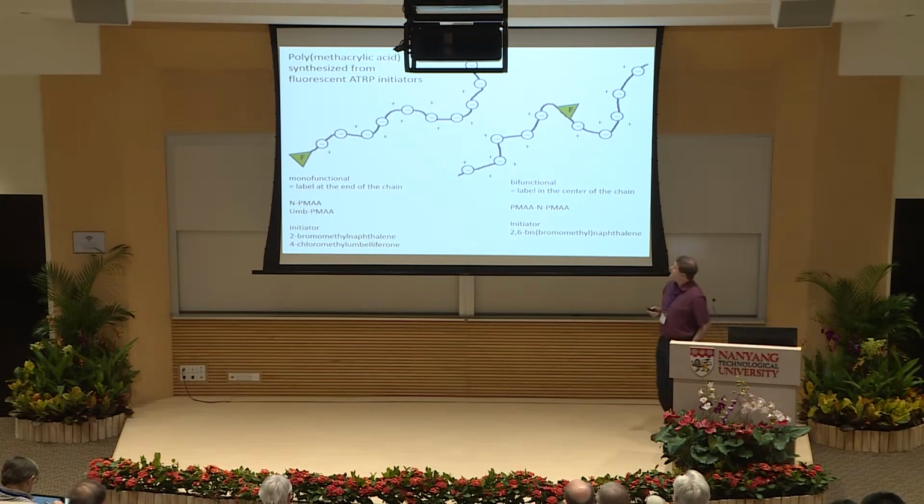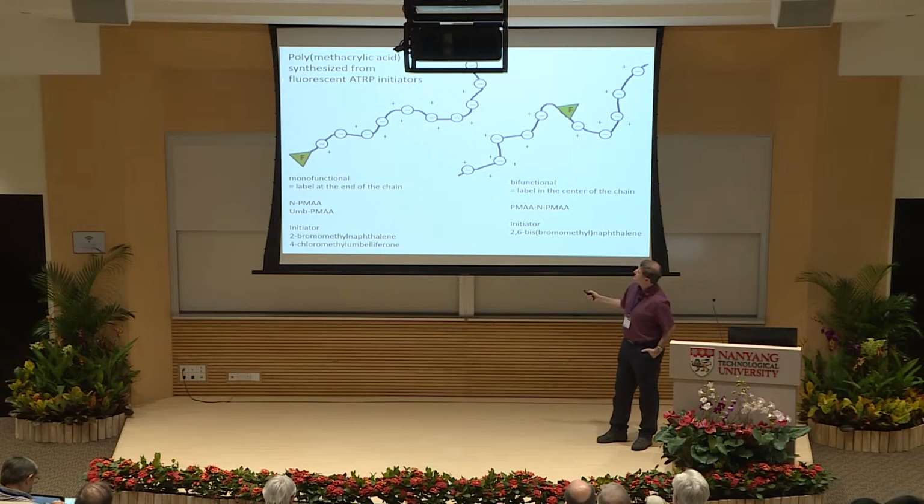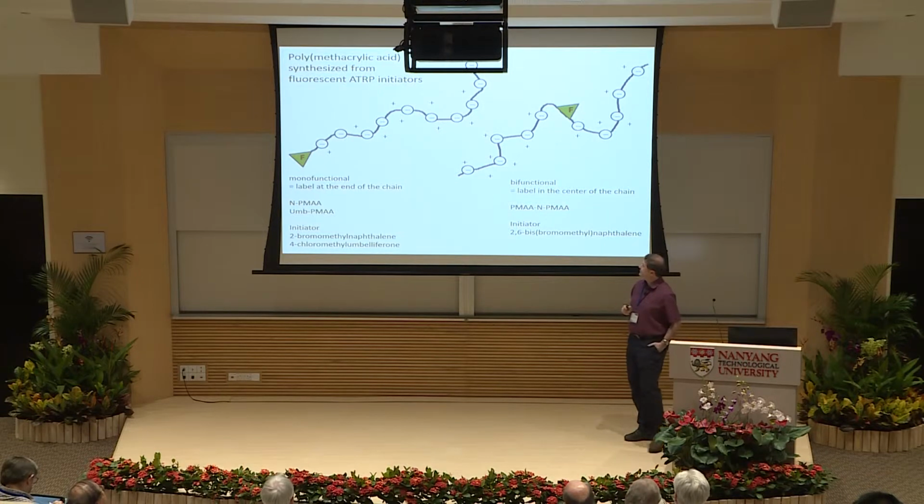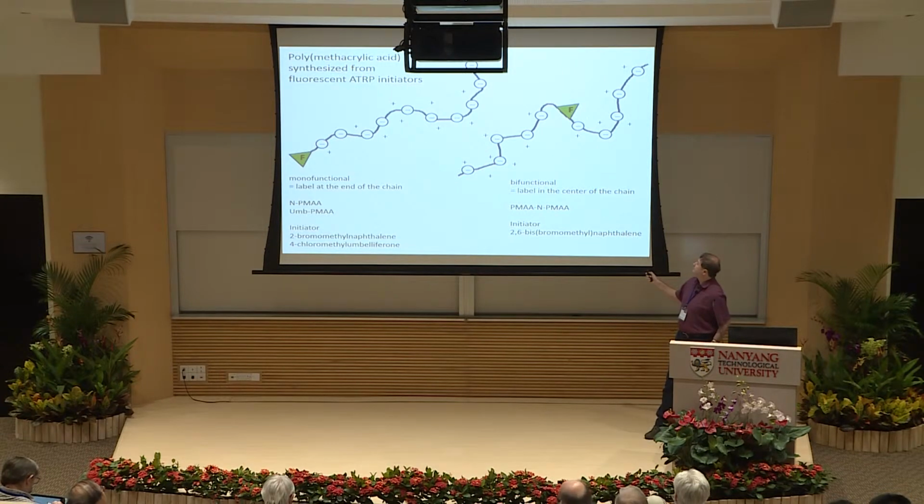In this study, what we have taken was a polyelectrolyte acid, which was synthesized using fluorescent ATRP initiators. So instead of labeling the chain with a fluorophore, we build the chain from the fluorophore itself. And we use two ways to prepare it. If we use the monofunctional initiator, we end up with the fluorophore at the end of the chain. If we use the bifunctional initiator, we end up with the fluorophore in the middle of the chain.